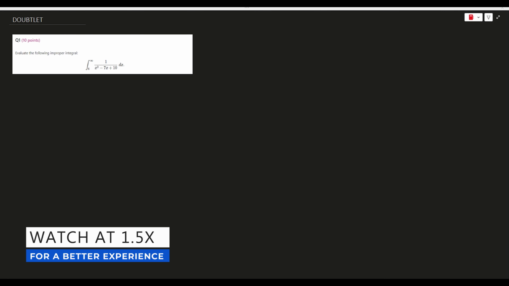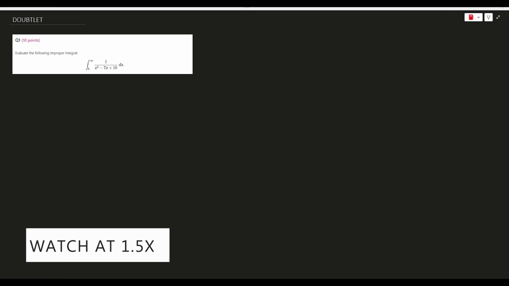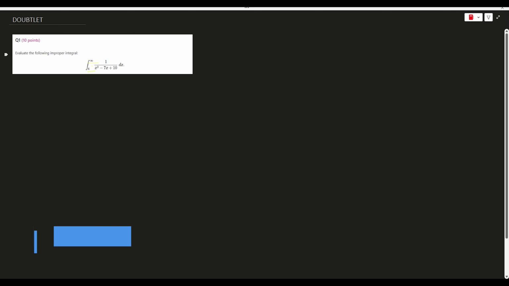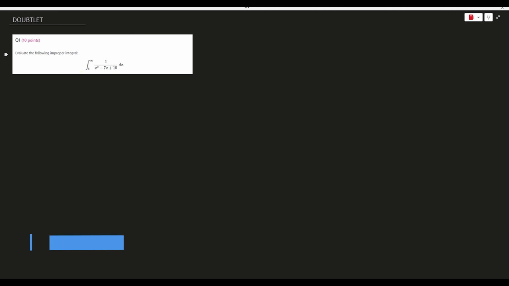So in this video we are going to solve this question, that is the improper integral, and the limits are given from x is equal to 6 to x is equal to infinity, and the function is given as 1 divided by x square minus 7x plus 10. So first of all we will write this function. Suppose this is f(x). So f(x) we can write as 1 over x square minus 7x plus 10.